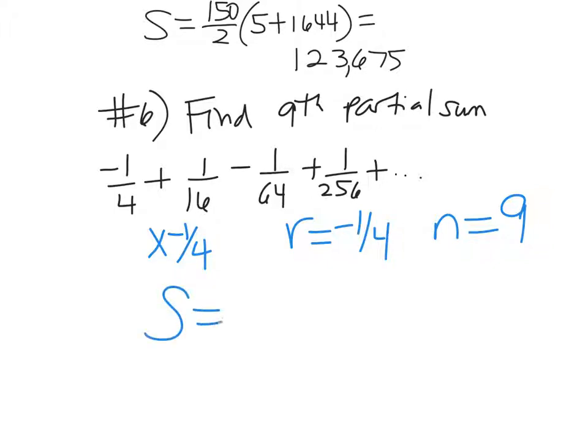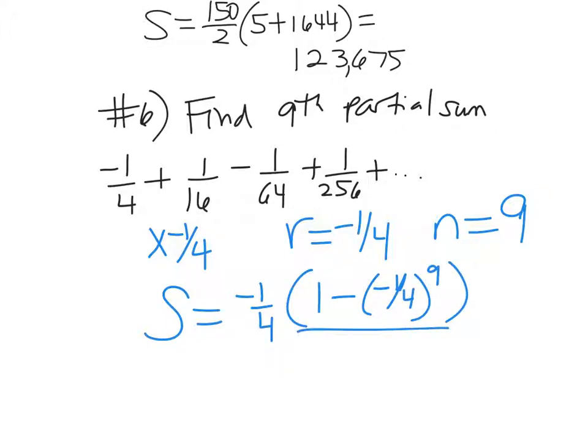So the sum equals negative 1/4 times 1 minus r to the 9th power over 1 minus r. Let's see what that is. I really think a lot of times the hardest part on these is getting it right in your calculator. 1 minus negative 1/4 to the 9th power. It's a lot of parentheses, huh? And then divide by 1 minus negative 1/4.